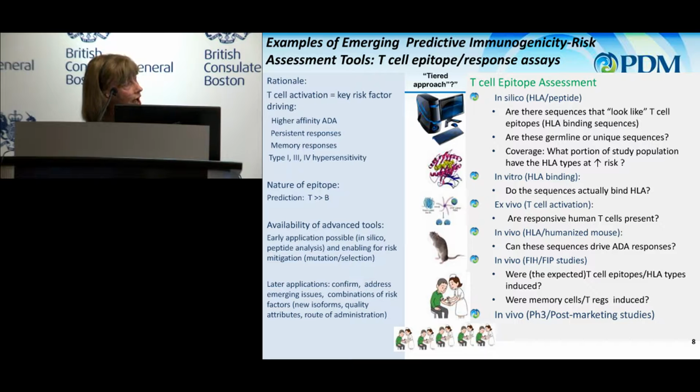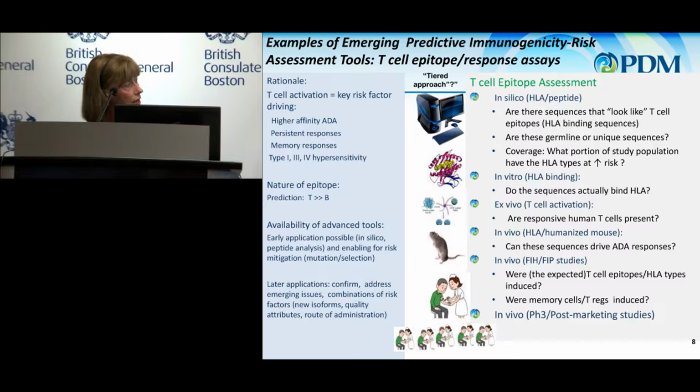The questions we ask are: are there sequences that actually look like T cell epitopes? Are they actually germline or unique sequences? What coverage do we have in the population? If we see T cell epitopes, are they just going to be covering a small part of our patient population, and so on? And then, of course, we would do confirmatory assays to ask additional questions and probe that more.